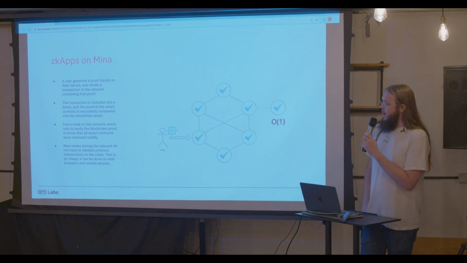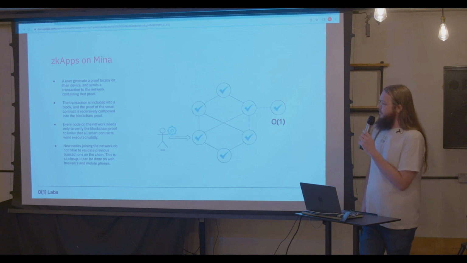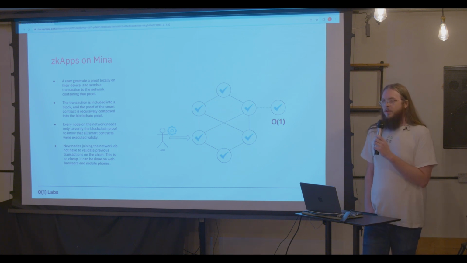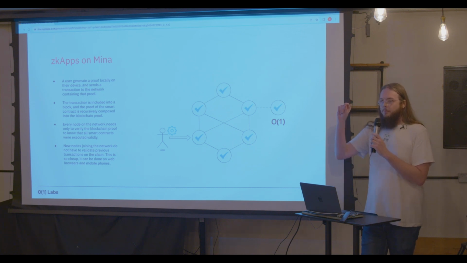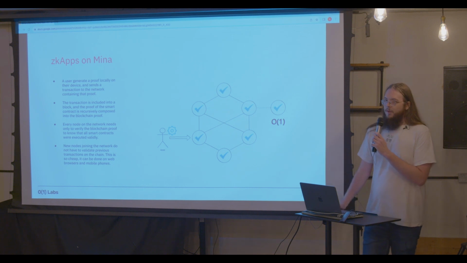Comparatively, with zkApps on Mina, just like I explained before, we do the local execution and then we submit the proof to the network. And then each node just verifies that proof when it's received. Once it's included in the block, it gets recursively composed up into that blockchain proof that you download, so that you're getting the verification of every prior transaction. So when we join and bootstrap to the network, we're doing an O(1) verification.